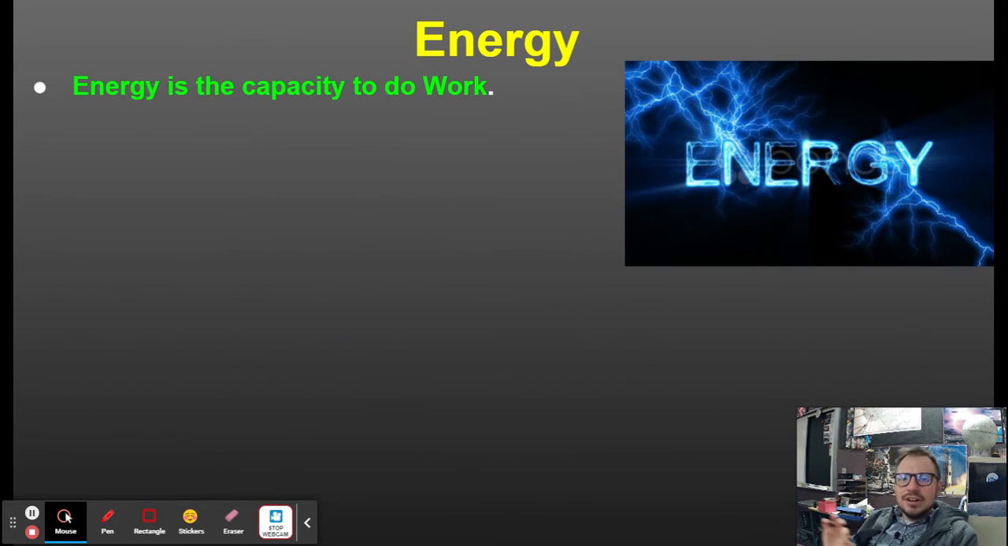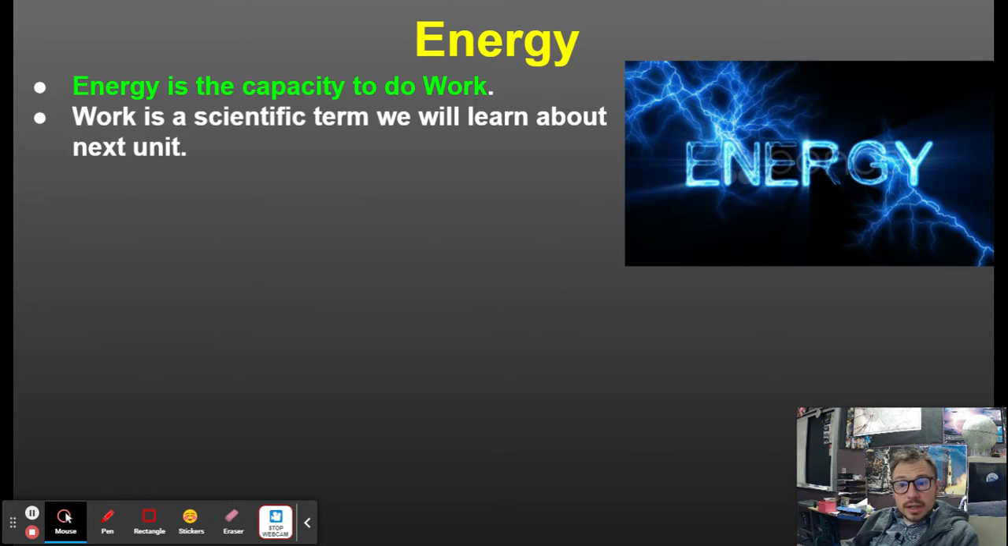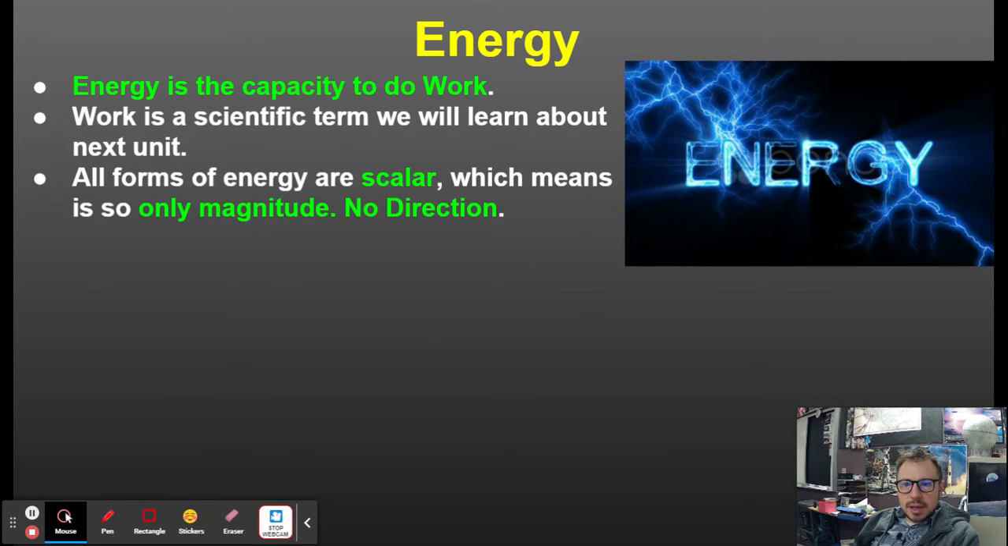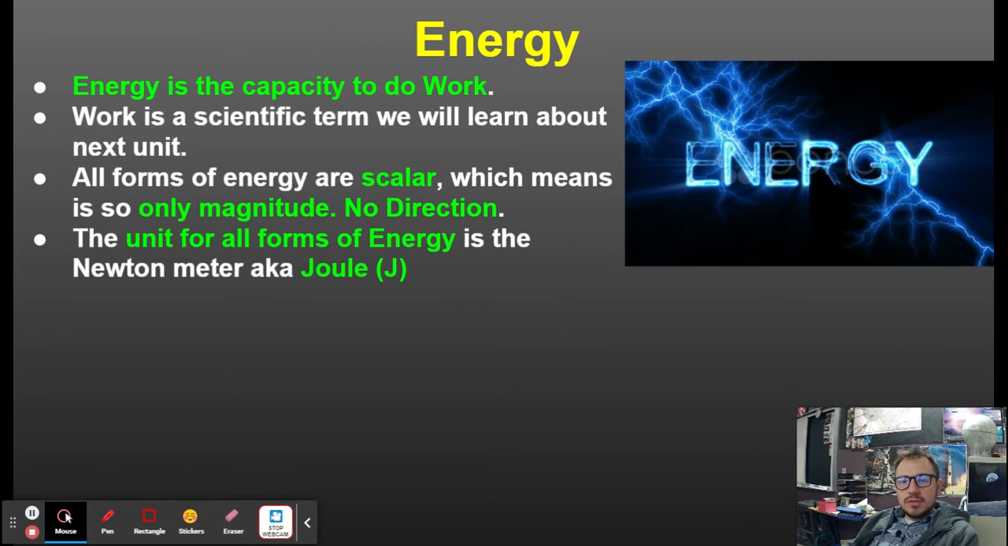So energy is the capacity to do work. Now, work is a scientific term that we're going to learn about later. All forms of energy are scalar, which means only magnitude, no direction. So the unit for all forms of energy is the Newton meter, also known as the joule. If you apply a Newton of force over a meter, well, that energy that's expended was 1 joule of energy.